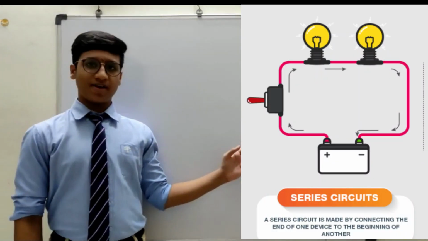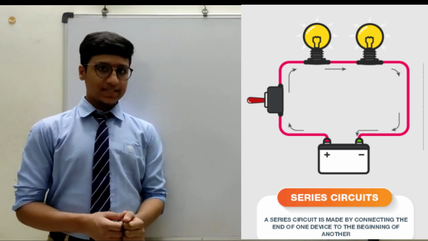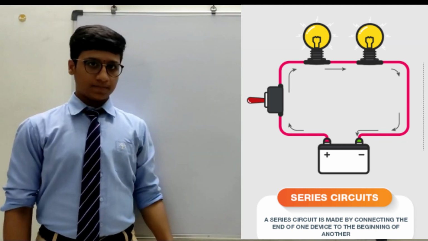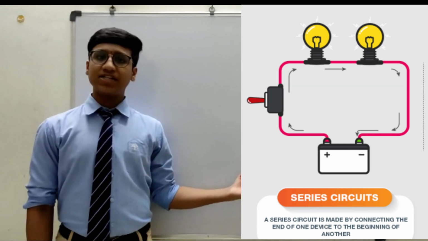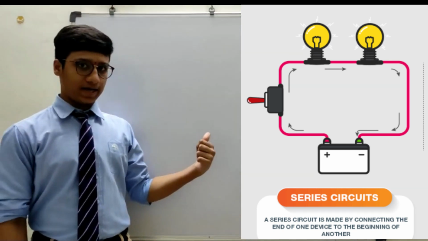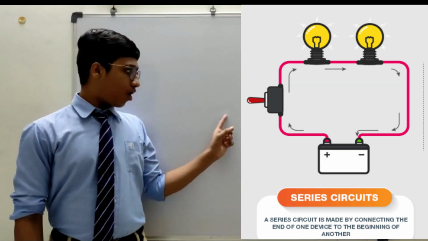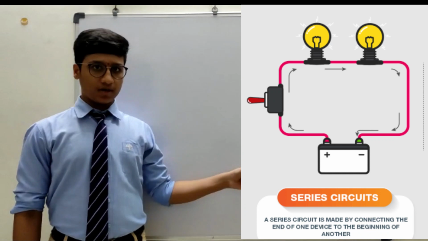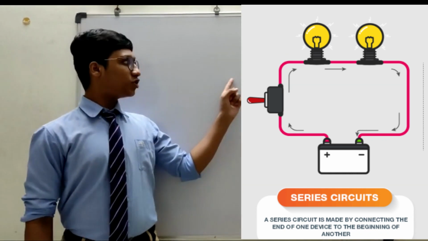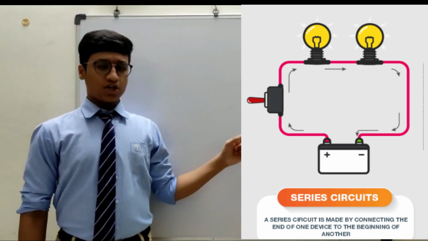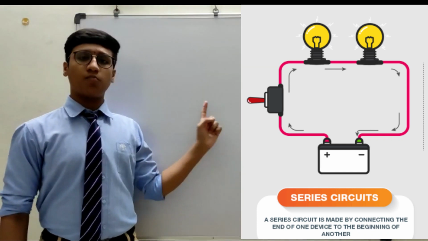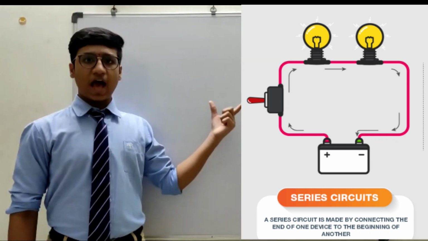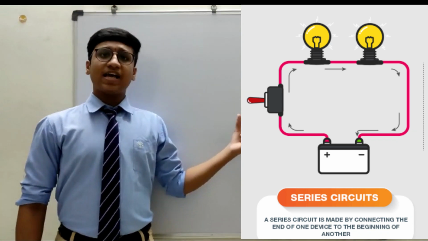Here you can see the image of series circuit. It consists of a battery, a switch and two electric bulbs. The battery creates potential difference and allows the flow of current. When the switch is turned on, the electric current flows from positive terminal to the negative terminal. The electric current has to pass through both the bulbs. So the electric current that passes through both the bulbs is same, but the potential difference across both the bulbs is different.